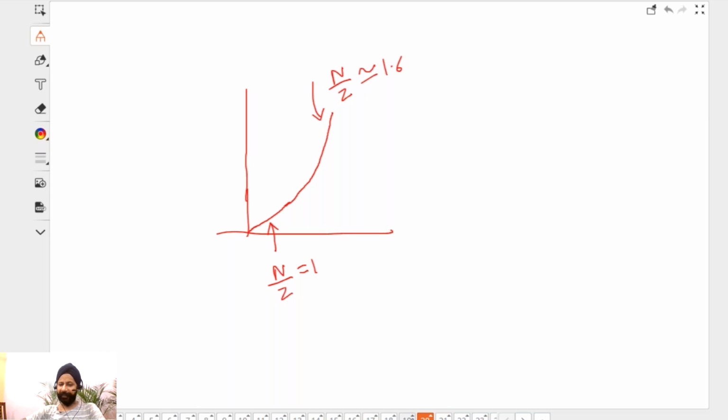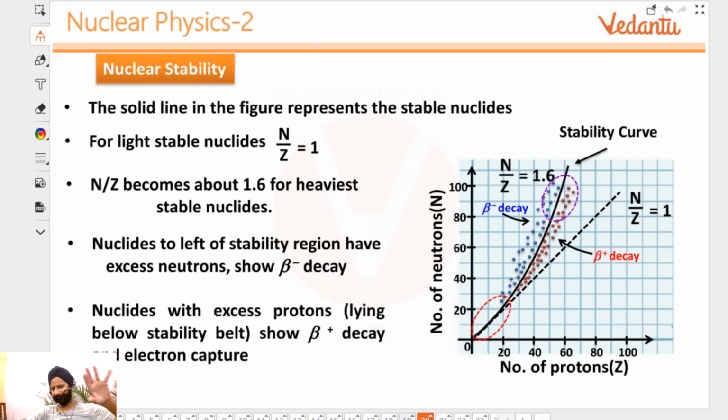So when you have elements in this area, that means you have more neutrons out there, right? So as we already saw, if there are more neutrons out there, then it is going to be a beta negative decay because one of the neutrons will convert into a proton and electron, right? But if you have something in this region, what is going to happen is beta positive because you have more protons. Proton will convert into neutron and a positron. Okay, so anything on this side is going to give you beta negative. The other side is beta positive.